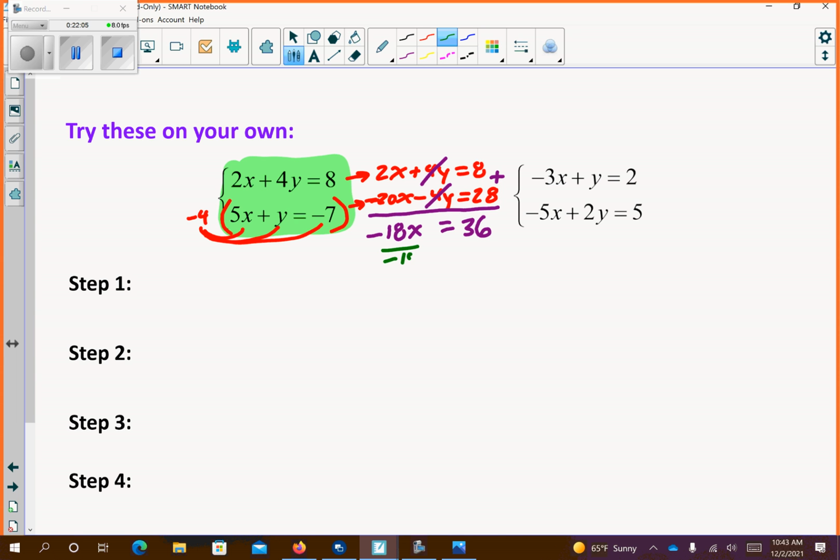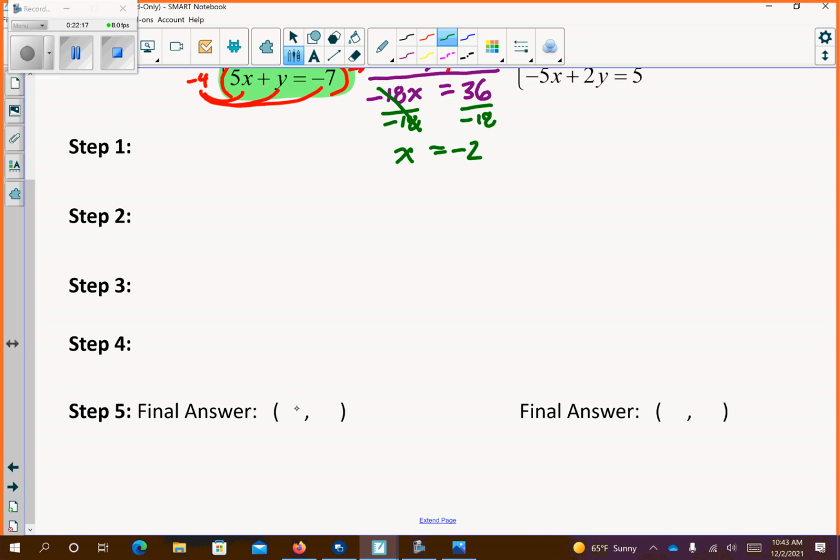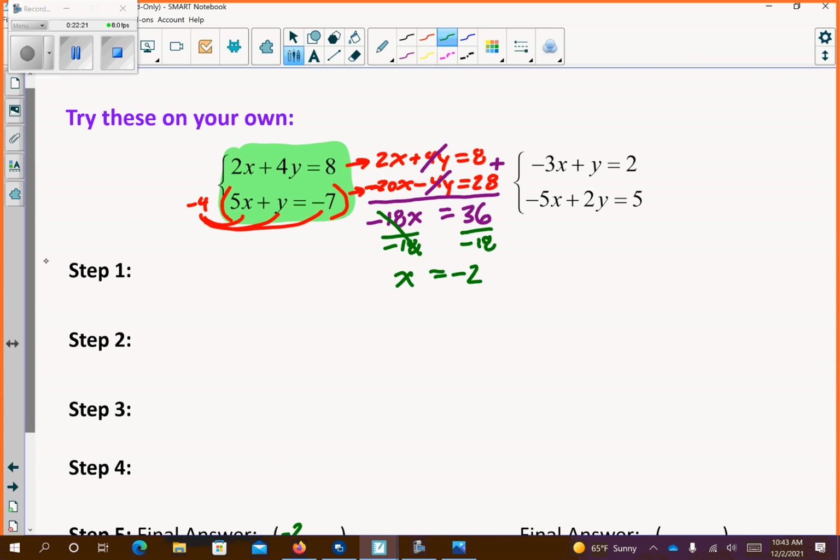Yeah, divide each side by negative 18. Okay, make sure you get the negative in there. 36 over 18 is 2, so 36 over negative 18 has got to be negative 2. Okay, so that's my x value right there. What should I do with this negative 2, friends? Yeah, I'm going to plug it in either for that x or for that x. Which one do you want, top or bottom? Top? Okay, I like it.